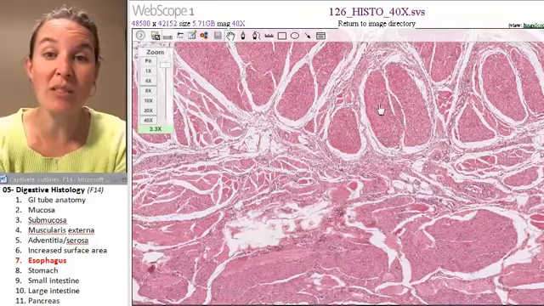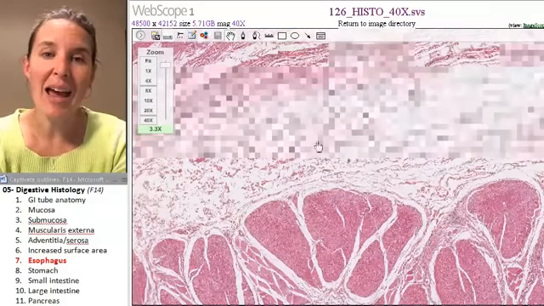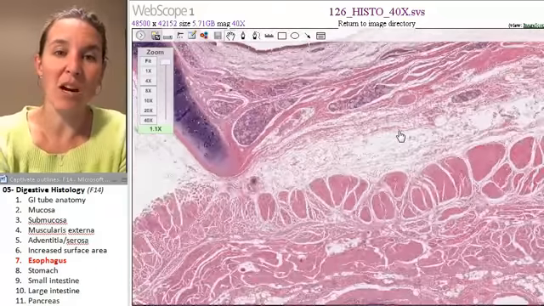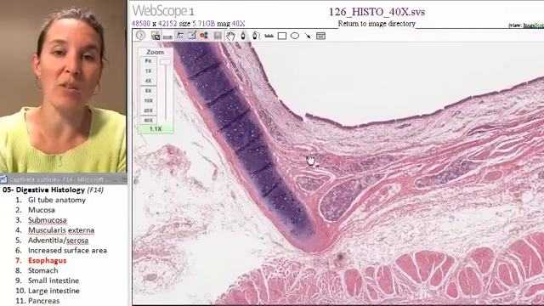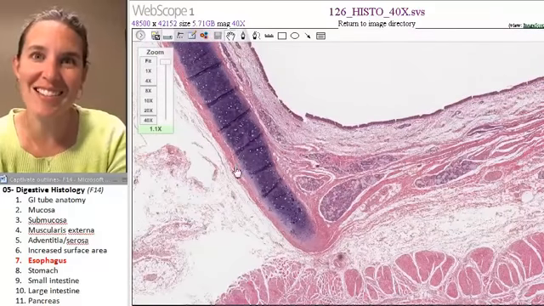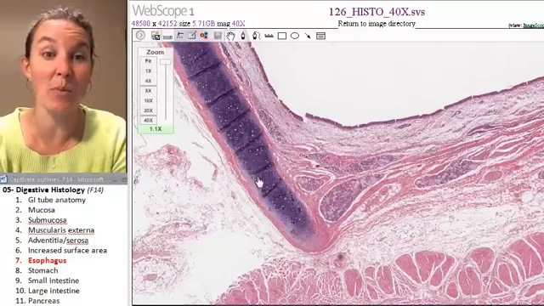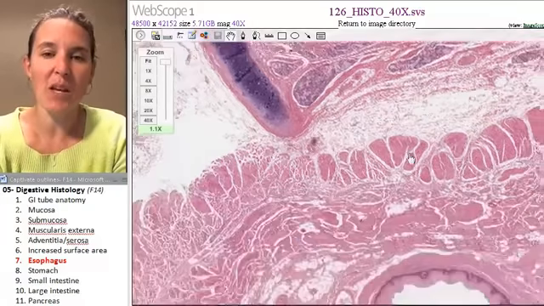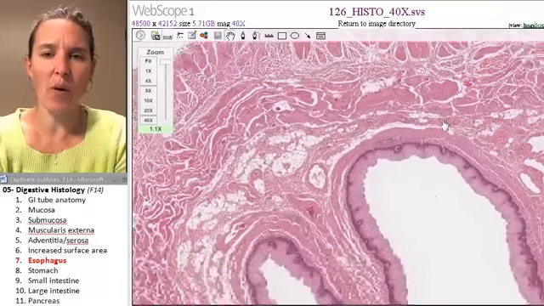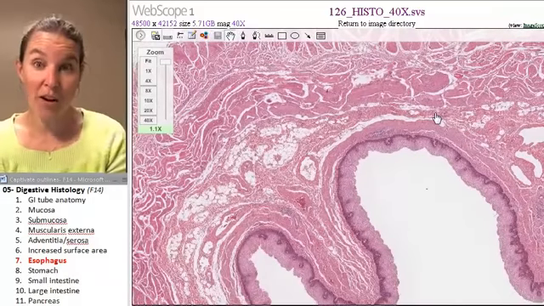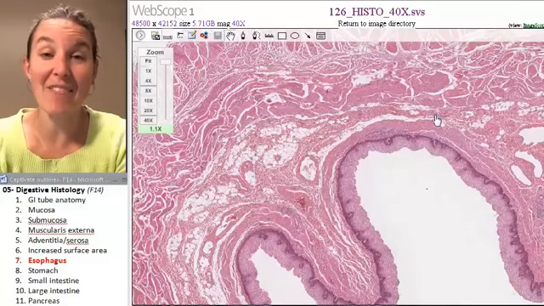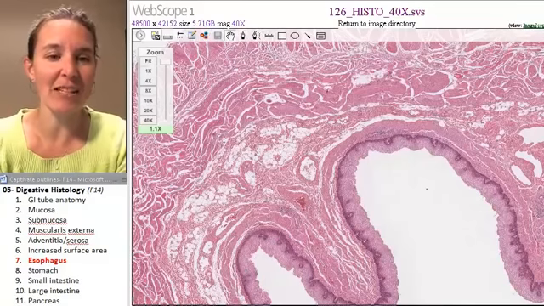Then we get out to the rest of the tissue, where we've got some trachea over here. Trachea actually has the same layers as the rest of your digestive system. It's just made of different things. So I think that is helpful. Is the epithelium stratified squamous? If it is, you're in the esophagus. Done.